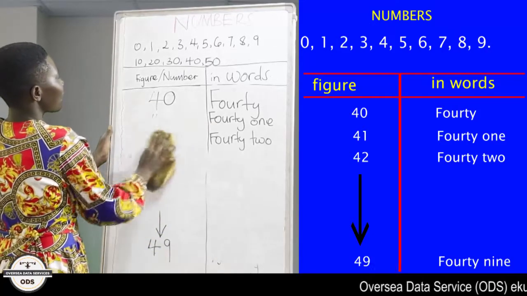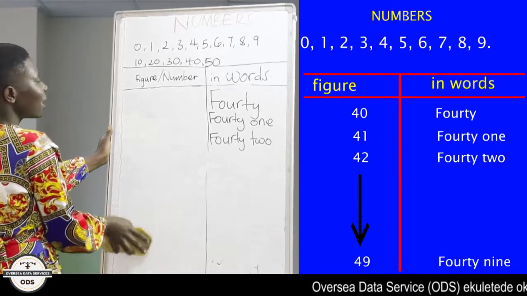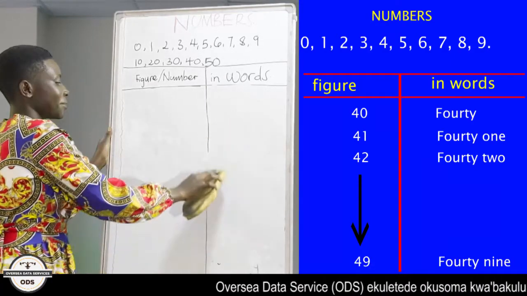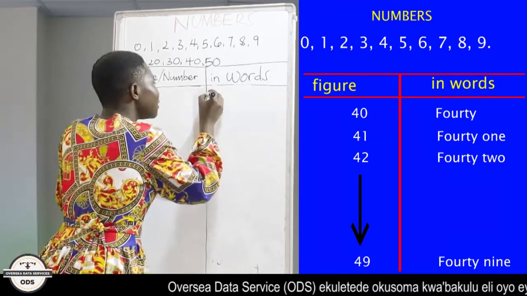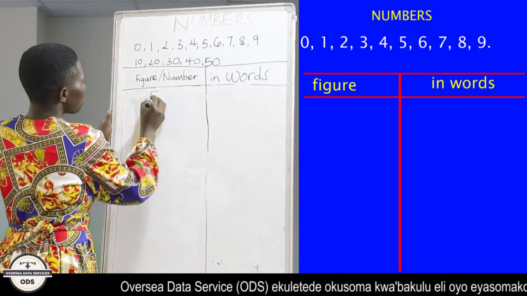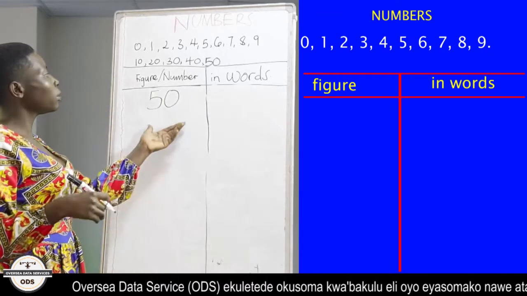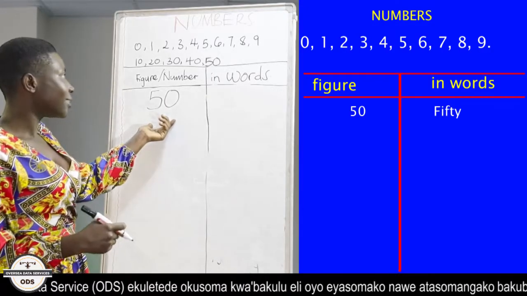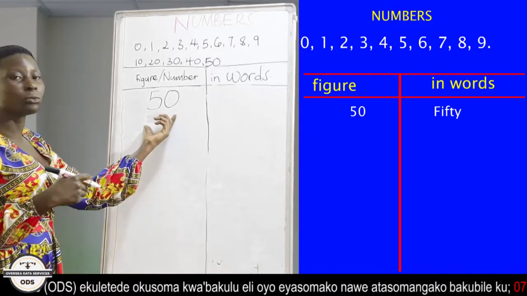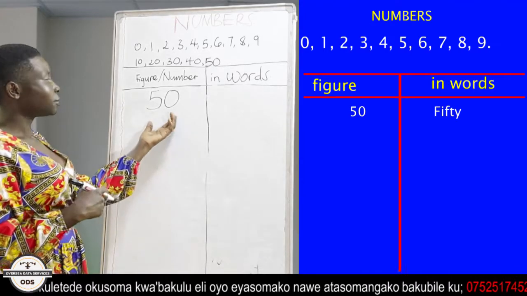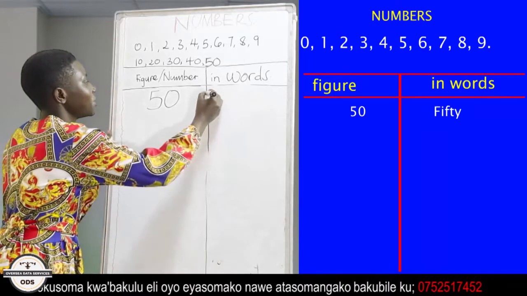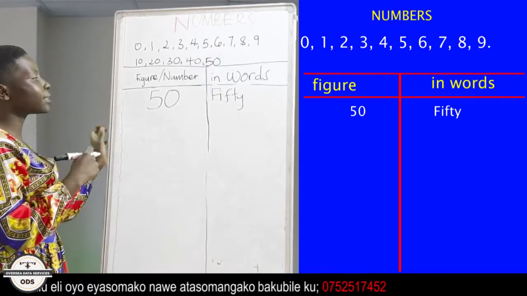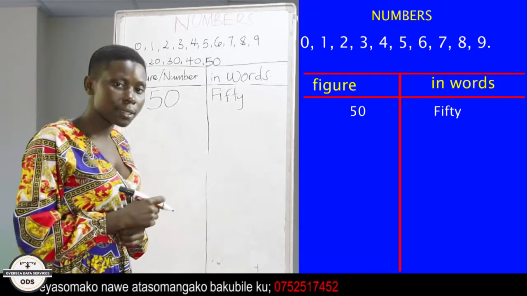Okay, let us see how we call makumi atano in English and how we write it. How do you write 50 in English? I mean in words. We have 5 and 0, and that is makumi atano. This is how we write it in figures, 5 and 0, and that is makumi atano, and we call it 50 in English. Number 50. How do we write it? Let us say it is FIFTY. That is how we write 50 in words.